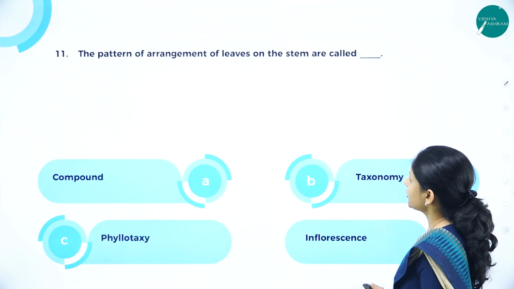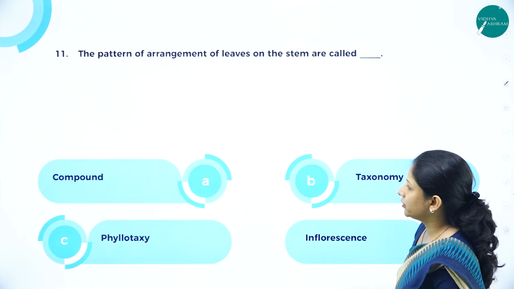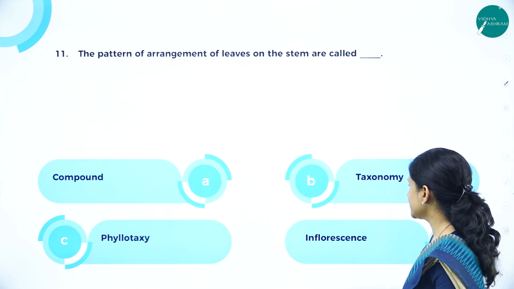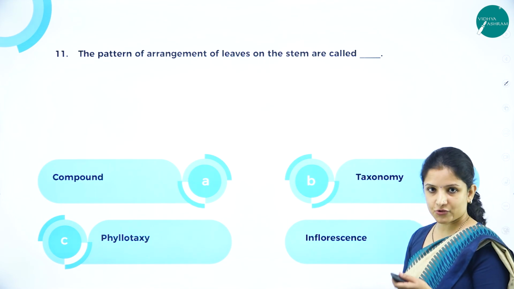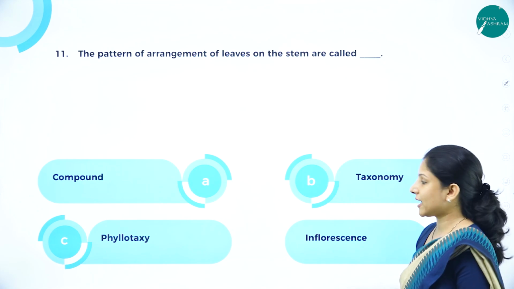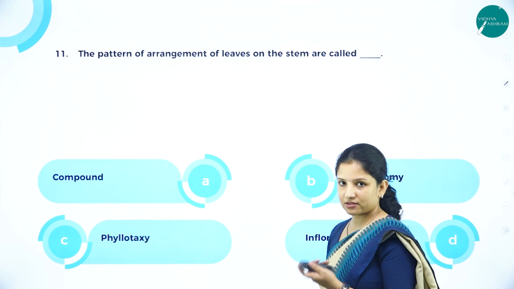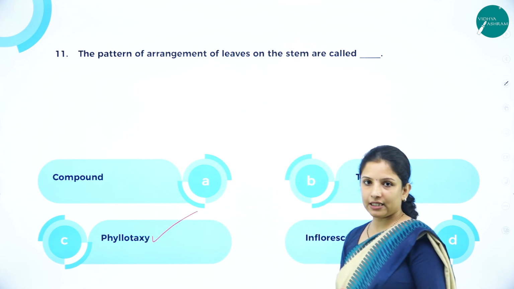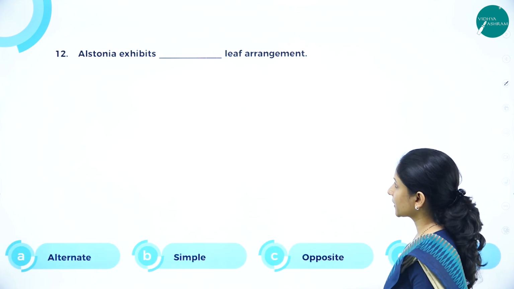The pattern of arrangement of leaves on the stem is called compound, taxonomy. Now, taxonomy is the classification of organisms. Inflorescence is the arrangement of flowers on its floral axis. Not compound leaves, it is a type of leaf. The answer is phyllotaxy. The arrangement of leaves is called phyllotaxy.